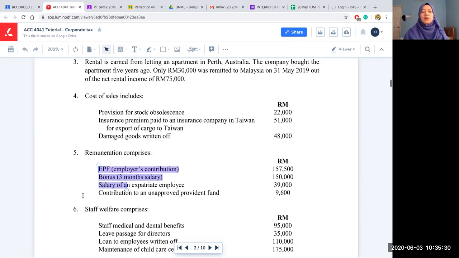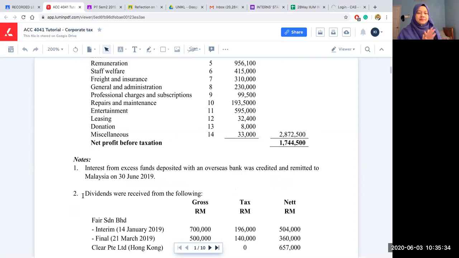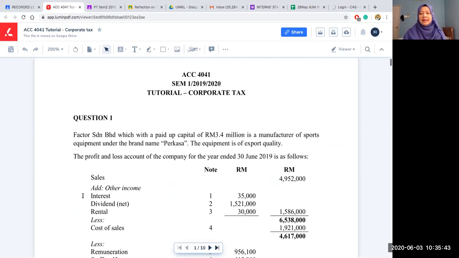Okay, now let's start. Where do you start? Start from net profit before taxation. For your answer, always start with the name of the company at the top. You have Factor Sembilan Berhad, tax computation for YA 2019. How do you know it's 2019? Look at the year end here, 30th June 2019, it means it refers to YA 2019.